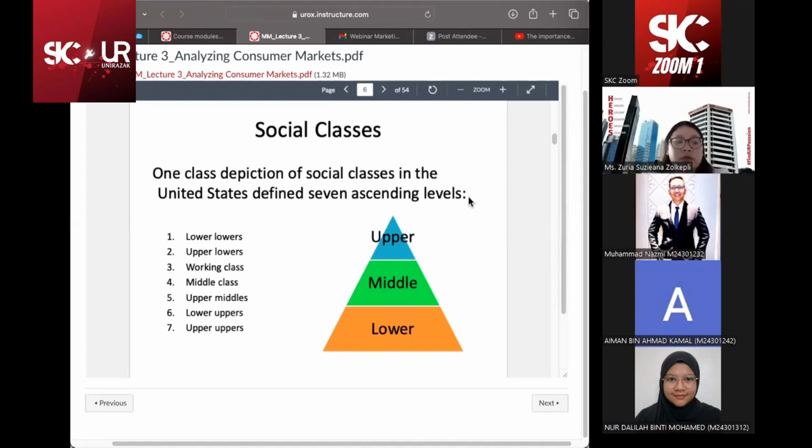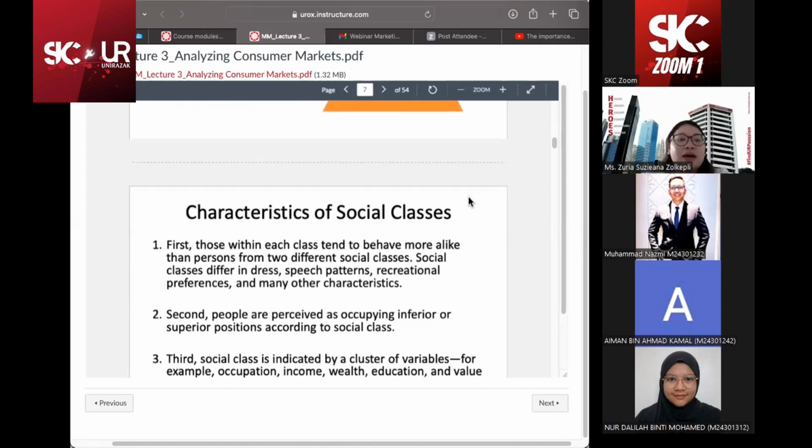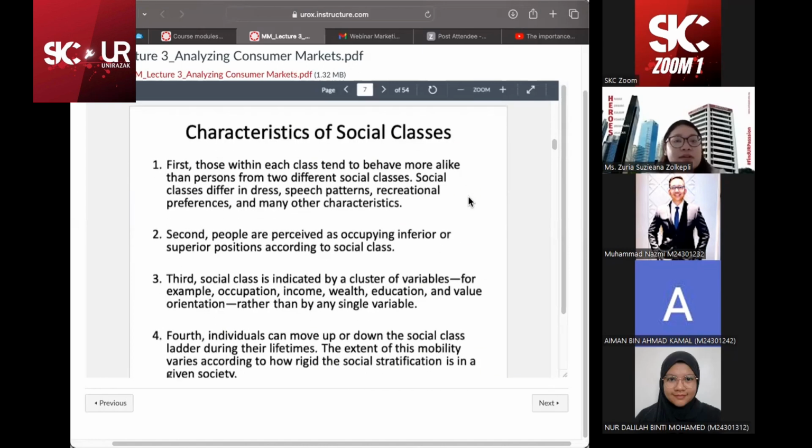Agree, it's very dynamic. It means that there is no one specific way of looking at it. Okay, it's a dynamic thing, right? Yes, thank you. Who was that earlier? Okay, so the characteristics of social class.